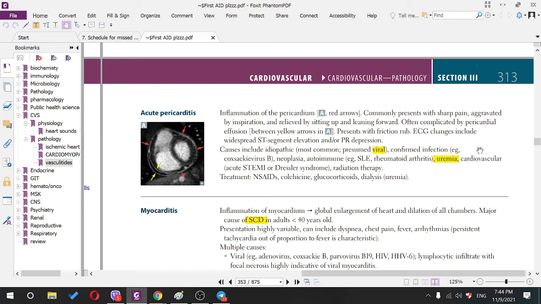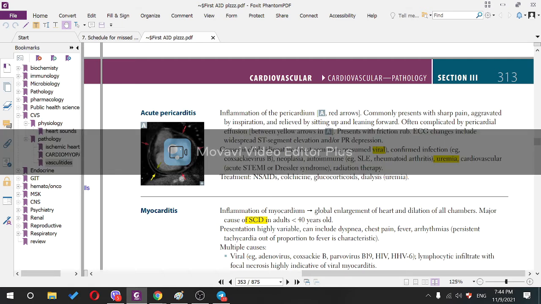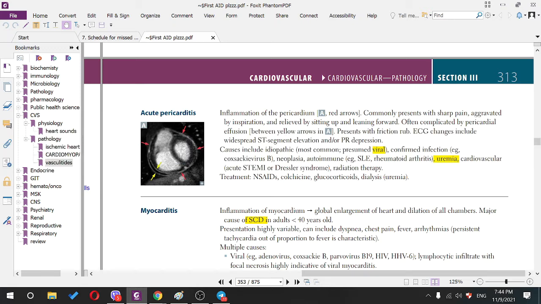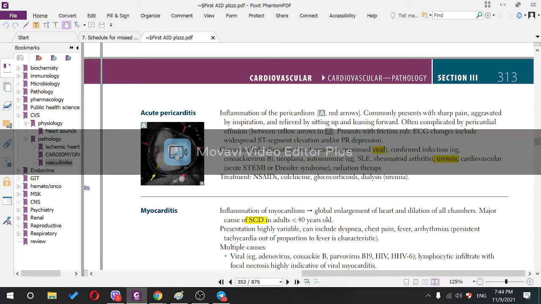So we have here the following. It presents with a friction rub. ECG changes include widespread ST segment elevation and PR depression. You are like, wait a second, you lied to me. You told me that ST segment elevation was in case of STEMI. Well, yeah, that was if it was in contiguous leads, like for example in leads 2, 3, aVF or in leads V1, V2. But what about if it was in every single lead in the ECG?